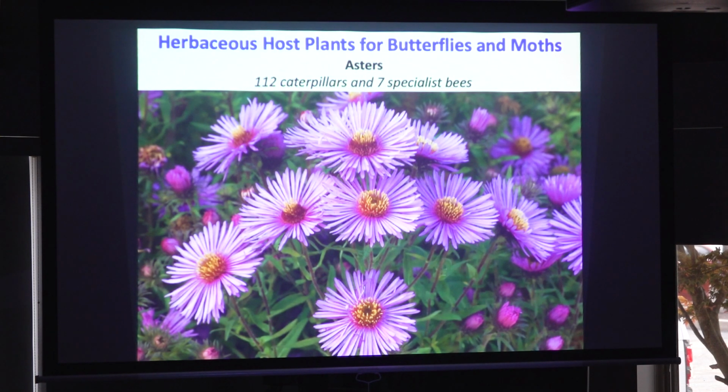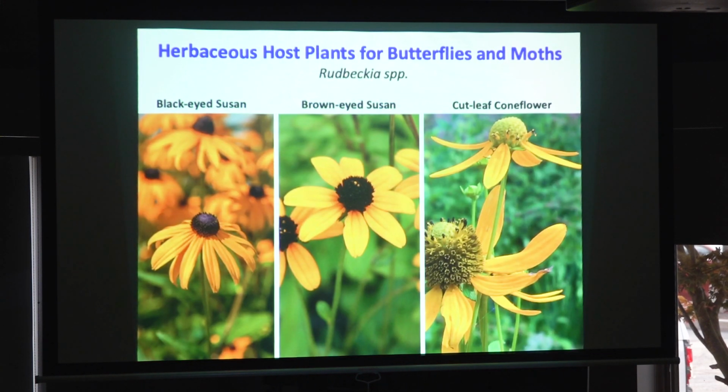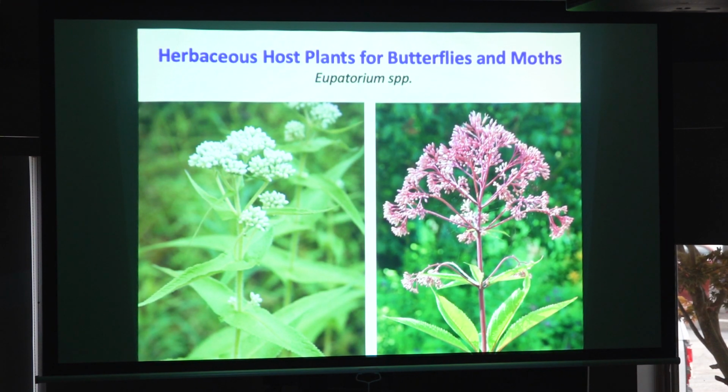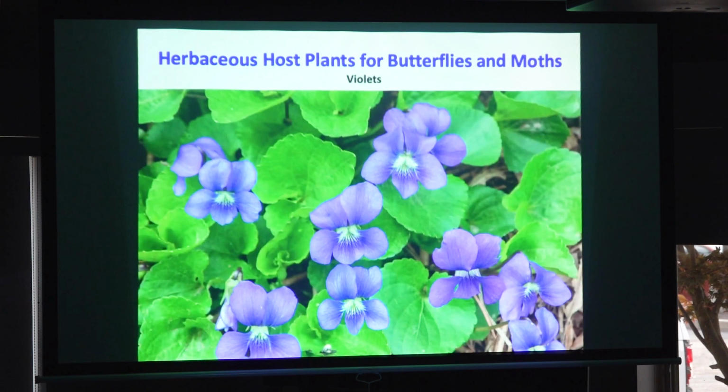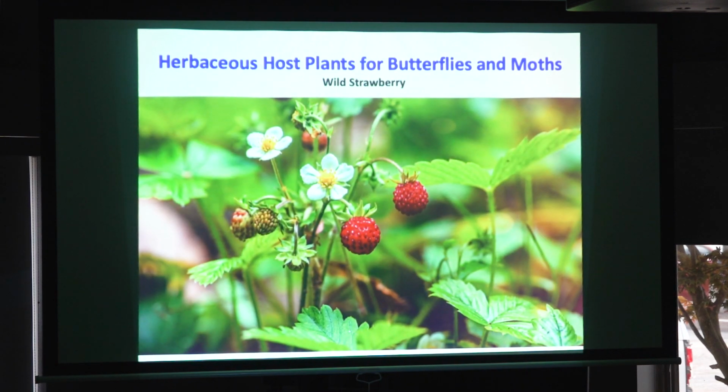Asters are also really important in terms of late flowering nectar sources as well as host plants, both. Here's some more host plants, any of the native sunflowers, any of the rudbeckia. So that includes black-eyed Susan, brown-eyed Susan, and cutleaf coneflower. These are good host plants. So are the boneset on the left and the Joe Pye weed on the right. So are sedges, violets, wild geranium, wild strawberry. All these are native plants.